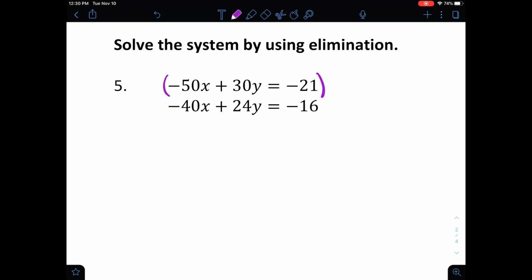So 50 doesn't divide by 40. 100 doesn't divide by 40. 150 doesn't divide by 40. How about 200? Does 200 divide by 50 and 40? It does. So we're going to multiply to get 200 and negative 200. I'm going to multiply the top by 4 to get negative 200, and the bottom by negative 5 to get positive 200.